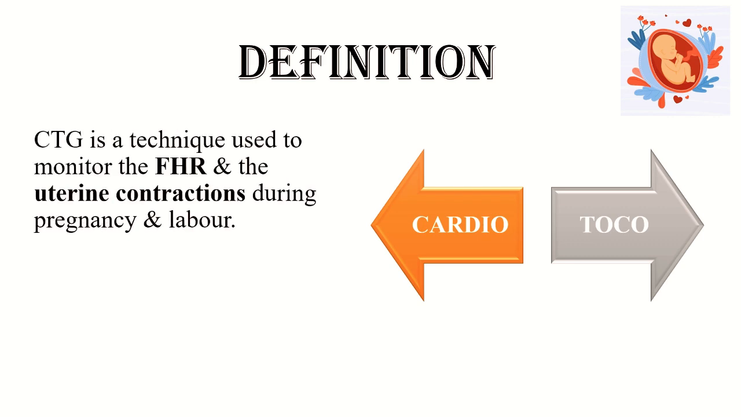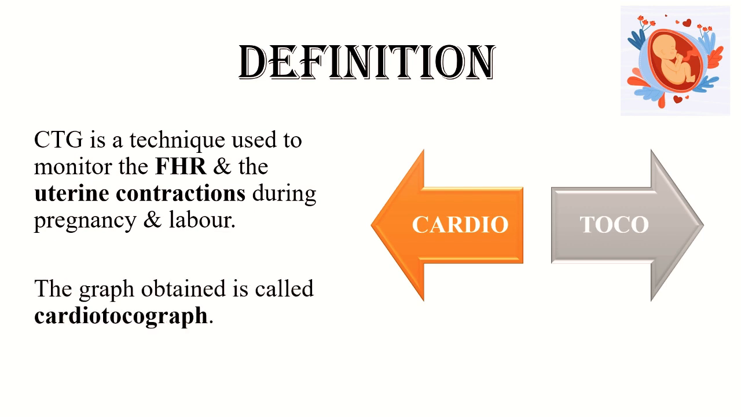So based on this, CTG can be defined as a technique used to monitor the fetal heart rate and the uterine contractions during the pregnancy, that is in the antenatal period, and during the labor, that is in the intranatal period. And the graph that we obtain is known as cardiotocograph. The procedure is known as cardiotocography and the graph is known as cardiotocograph.